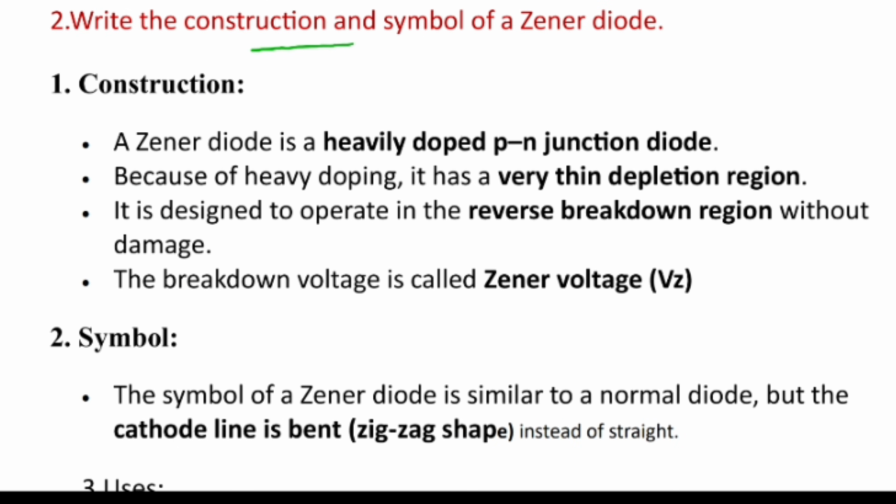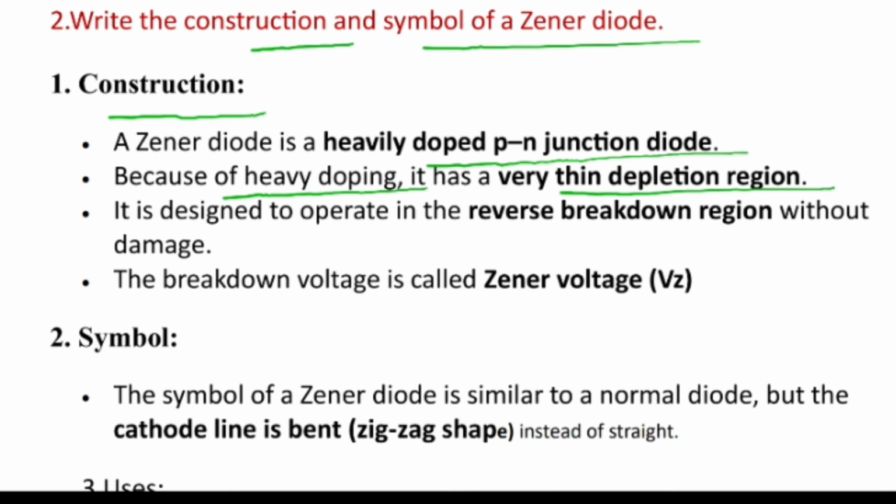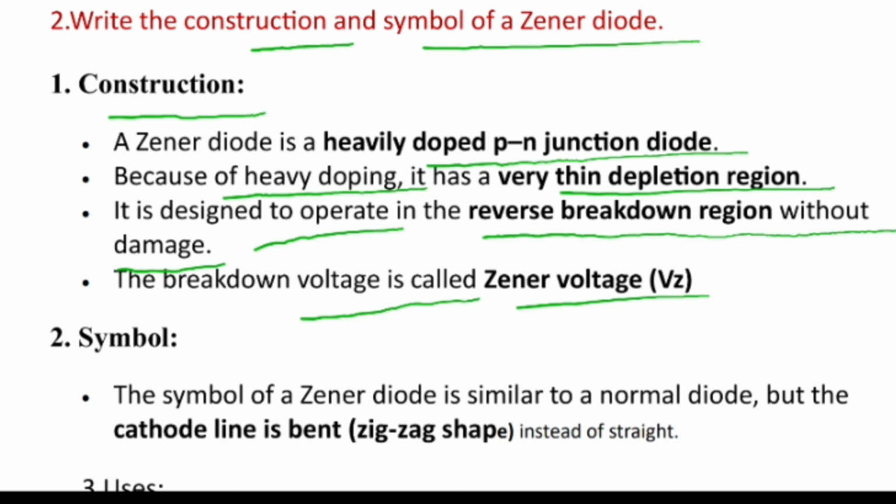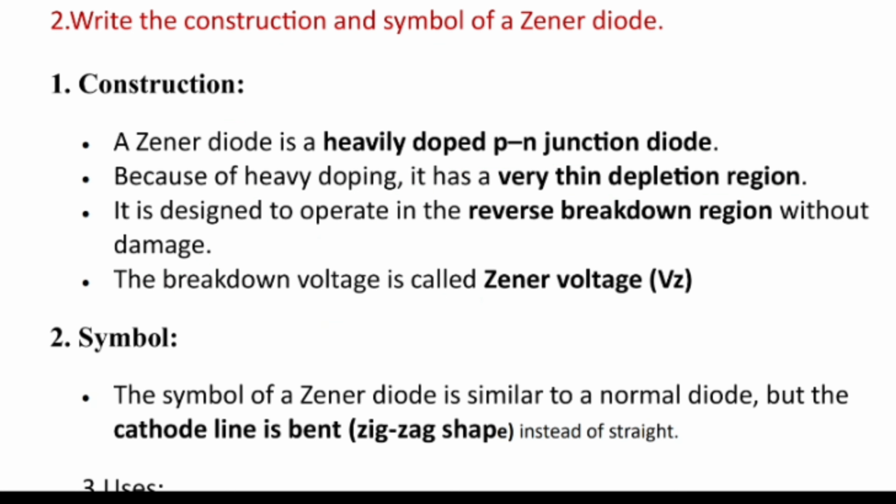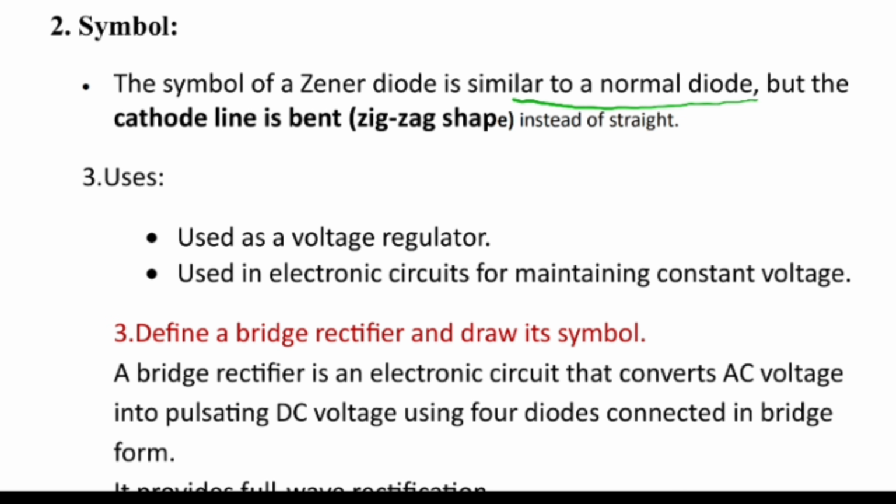Write the construction and symbol of a Zener diode. Construction: this diode is a heavily doped PN junction diode, because it has heavy doping and a very thin depletion layer. It is designed to operate in the reverse breakdown region without damage. The breakdown voltage we call the Zener voltage. The symbol is similar to a normal diode, but the cathode line is bent in a zigzag shape instead of a straight line. I have not drawn the symbol; you can search for it on the internet.